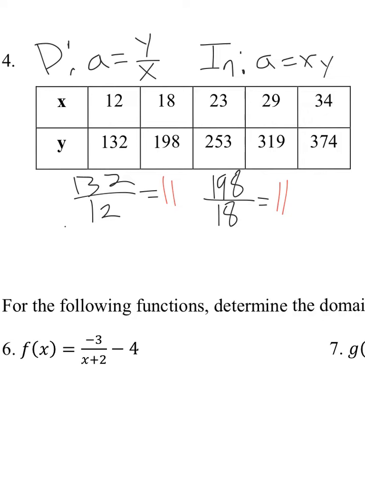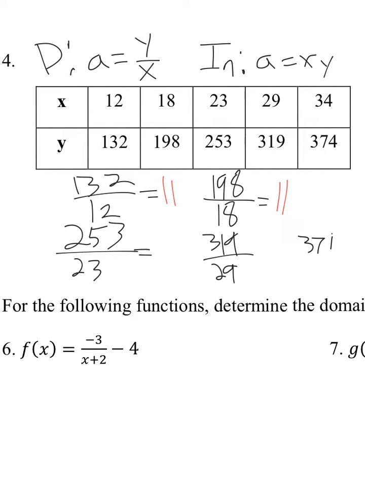It's a good idea just to check all the values. It's not like it's difficult math or time-consuming math. If there's one value in there that doesn't make 11 when you divide it, then it's going to be neither, or I guess it could be inverse, but I really doubt it. So I just need to type these in and verify that these are all 11, and they are. So this is definitely a direct variation problem.